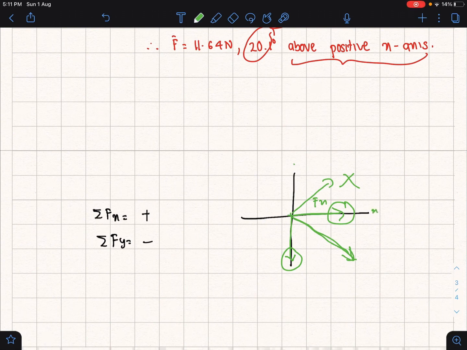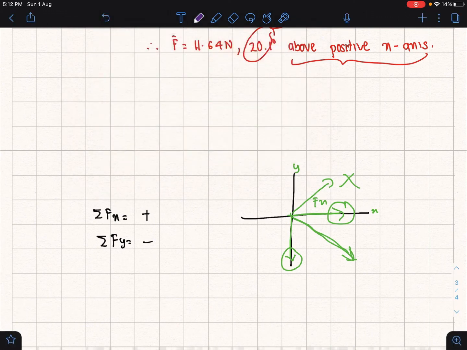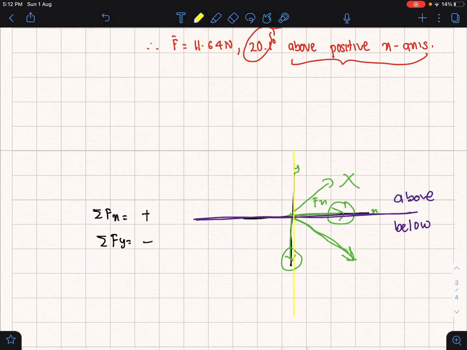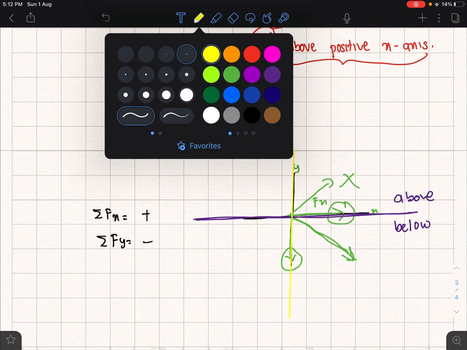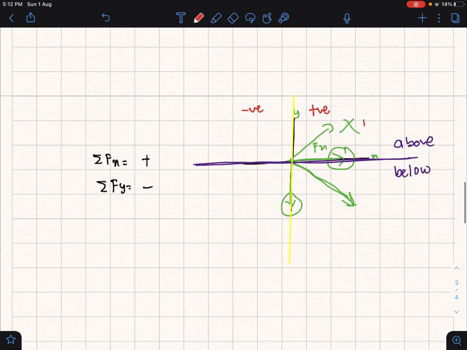Okay, so according to the axes that you have, this is your x axis and y axis. Above the x line, we call it above. Below is under it. Anything on the right of your y-axis we call positive. Anything on the left here we call negative. For the first quadrant, it will be above positive x-axis.